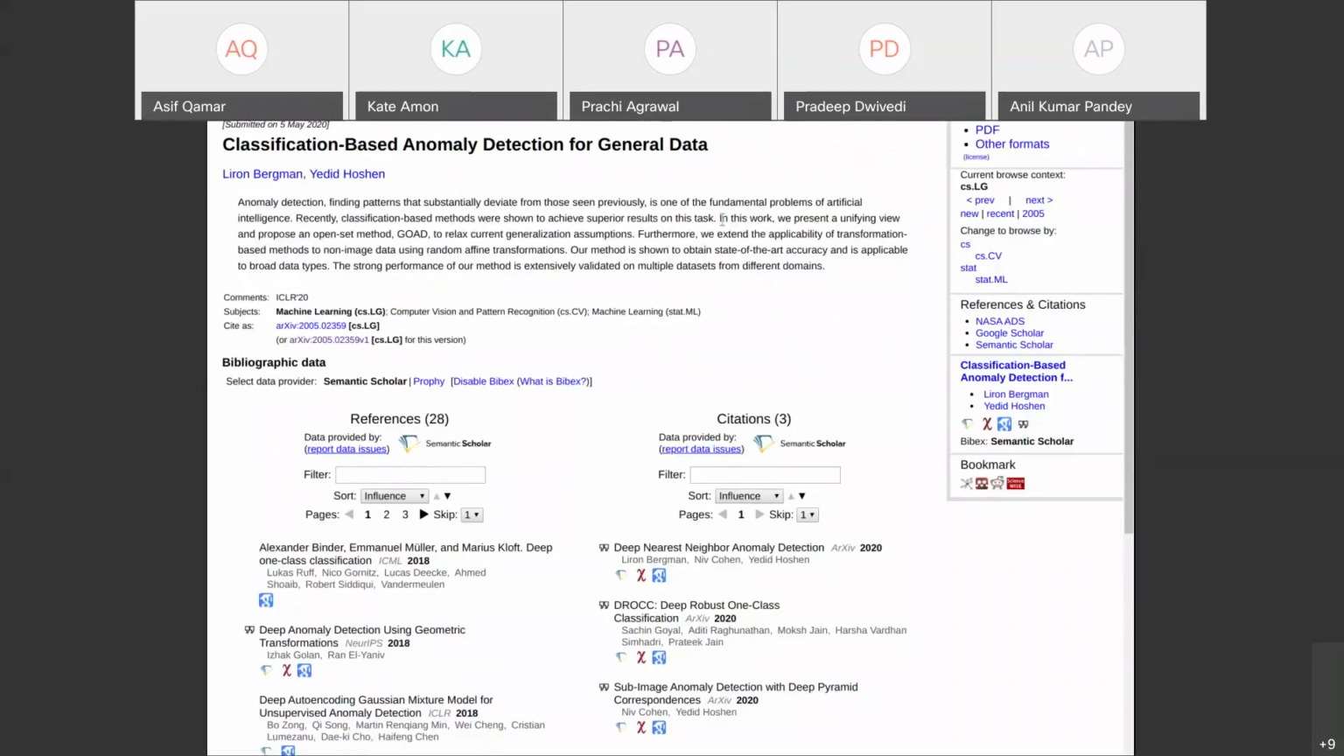Anomaly detection, finding patterns that substantially deviate from those seen previously, is one of the fundamental problems of AI. Recently, classification-based methods were shown to achieve superior results on this task. In this work, we present a unified view and propose an open set method, GOAD, to relax current generalization assumptions. Furthermore, we extend the applicability of transformation-based methods to non-image data using random affine transformations. Our method is shown to obtain the state-of-the-art accuracy and is applicable to broad data types. The strong performance of this method is extensively validated on multiple datasets from different domains.